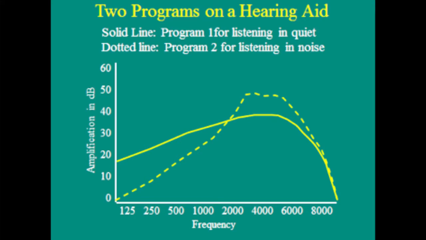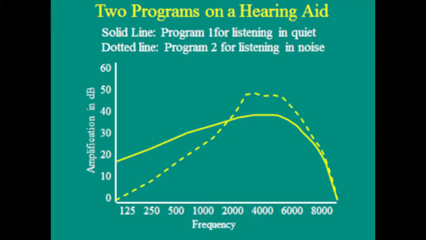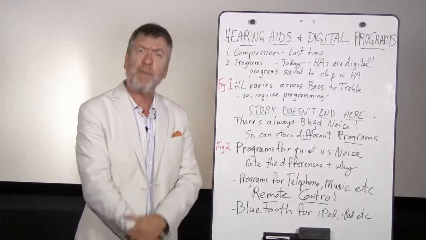Well, what about for listening in noise? Well, the listener can toggle to that second program. And what is it doing? It's providing less amplification in the bass and more amplification in the treble. So that way the hearing aid can act like a teeter-totter. In quiet, it can amplify one way, and then in noise, it can change the different amplifications it's doing. Why would that be necessary?